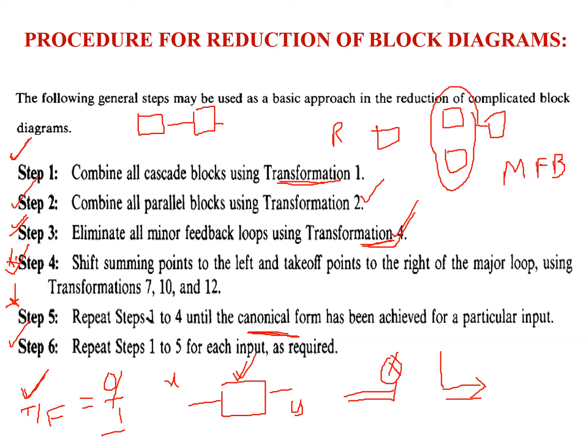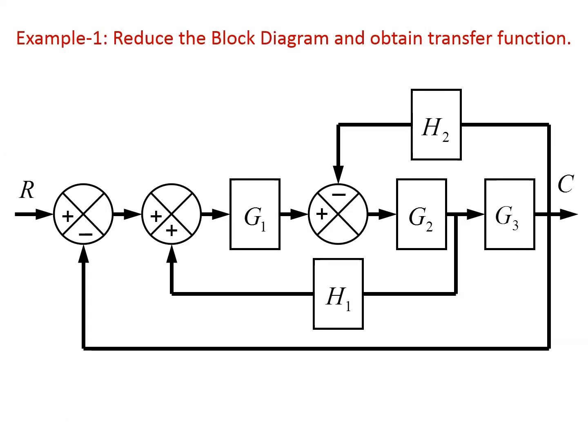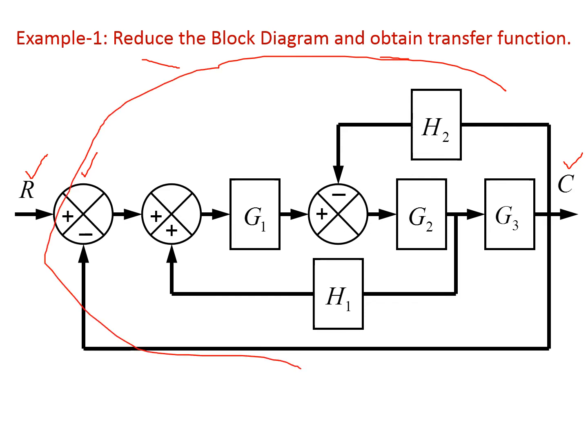Now by using this procedure, we are going to discuss some problems on block diagram reduction technique. Coming to the first problem, reduce the block diagram and obtain the transfer function. The block diagram is this one, which has the input R(S) and output C(S). Now we have to reduce all these blocks into a single block by using block diagram reduction rules.